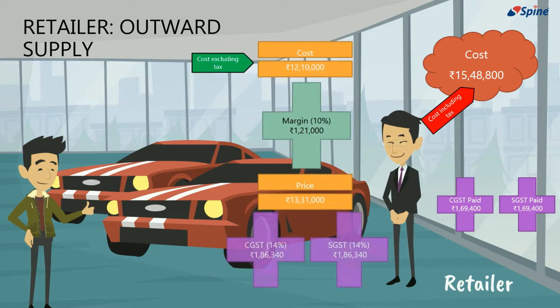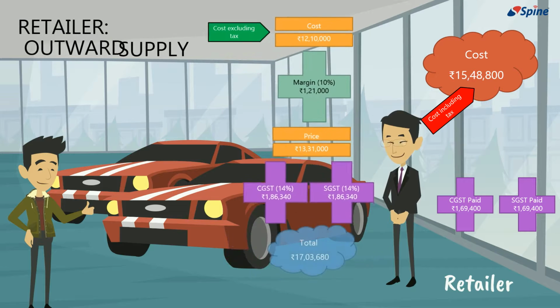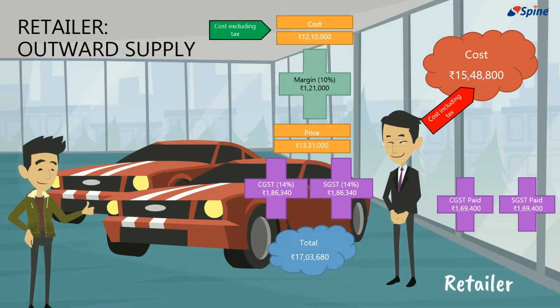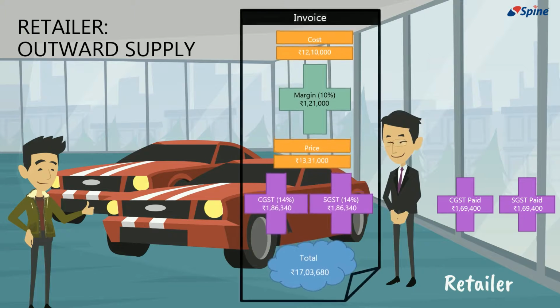Again, the retailer, or the showroom, supplies in the same state. So, add 14% CGST and 14% SGST on this price. This gives the price of outward supply of goods as 17,03,680. This is what would be charged from Collie.